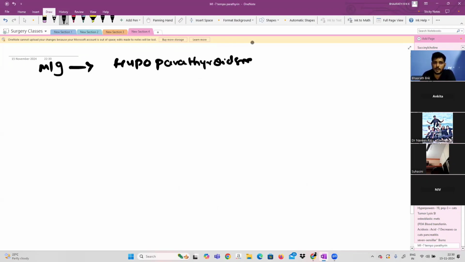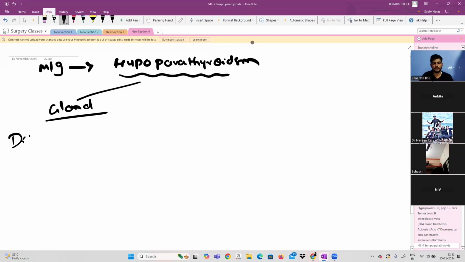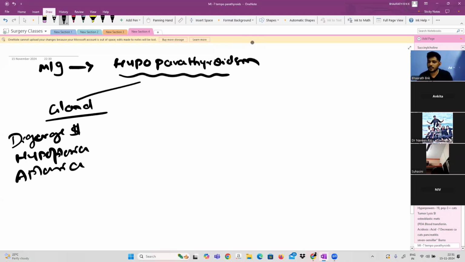Whenever the serum parathyroid hormone is reduced, it will reduce the calcium levels. Now, this can happen when the problem is with the gland only, like in case of DiGeorge syndrome, where there is hypoplasia of the gland, or aplasia of the gland. So all these are conditions where there is a problem with the gland only. And second is the gland is destroyed by an autoimmune process.